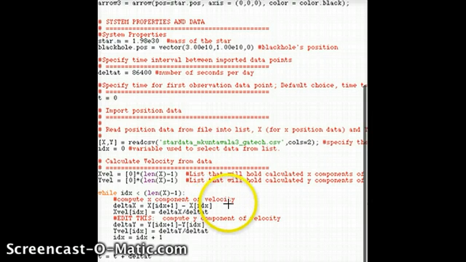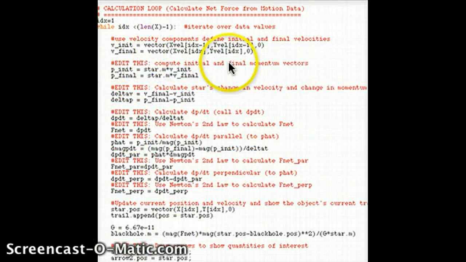The x component of velocity didn't change, but computing the y, I changed to match what the definition of computing x was. Next, we have the while loop, and here we've changed a lot of different definitions of formulas. The first being how to calculate initial and final momentums. Initial momentum is just the mass of the star times the initial velocity, and then the same thing goes for the final momentum. Then the change in velocity is just like we would think, final minus initial, and the same goes for the momentum. We also then specify that dp over dt is equal to delta p divided by delta t. And we also specify again that F net is equal to dp over dt.